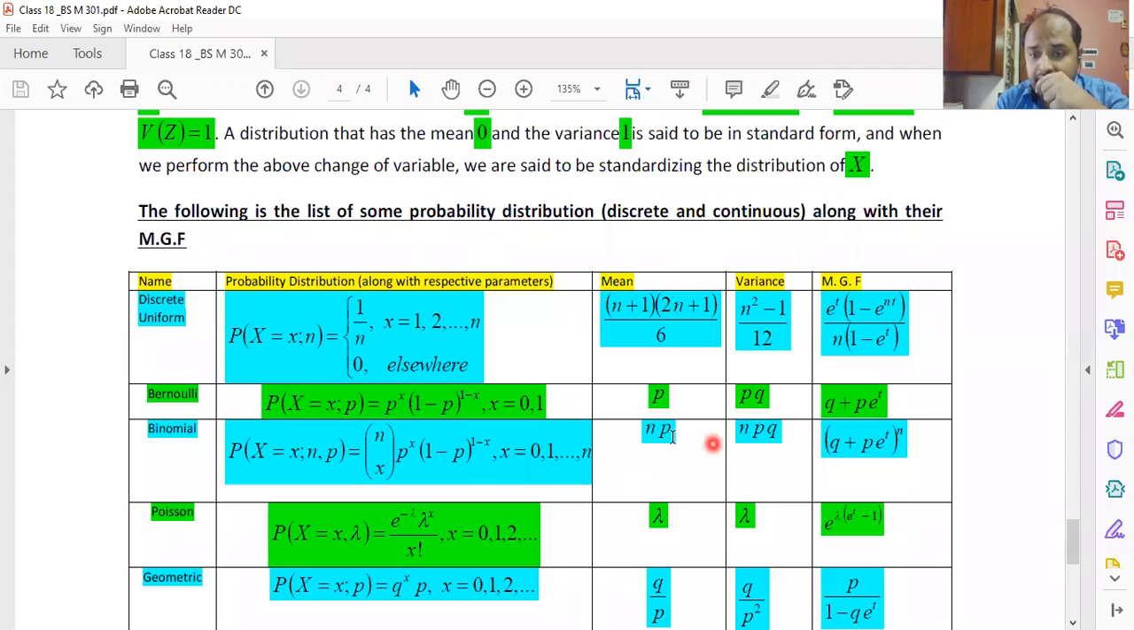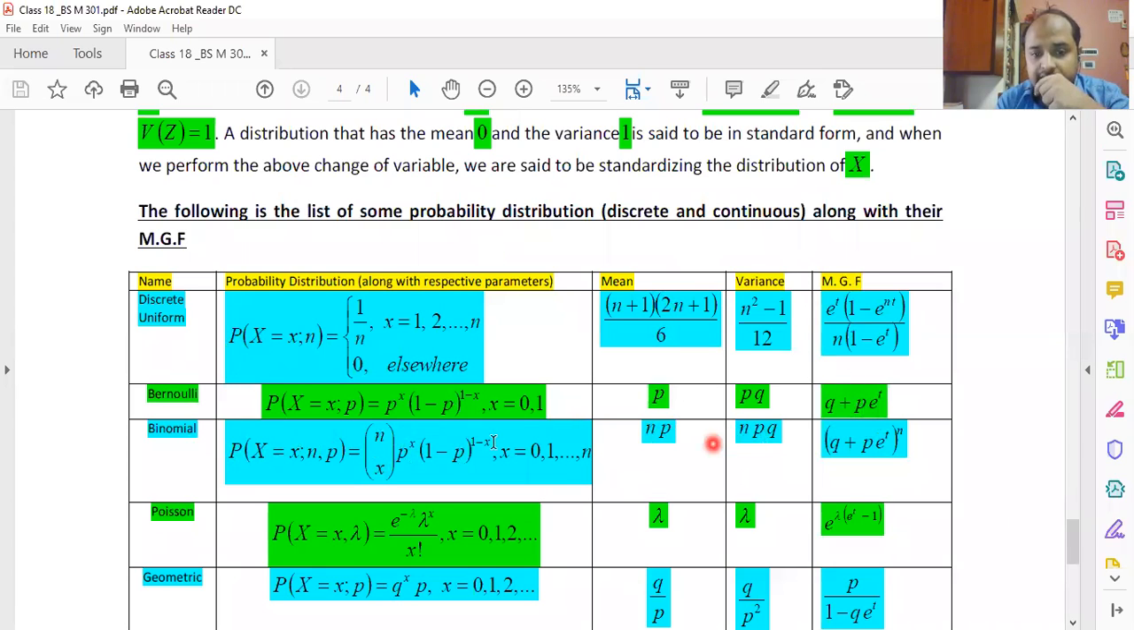In case of mean, P is being multiplied by N, variance, PQ is being multiplied by N, and (Q plus P to the power T) whole is raised to the power N. This calculation I have shown in my previous class. Poisson distribution, you already know, I have shown this in my previous class.